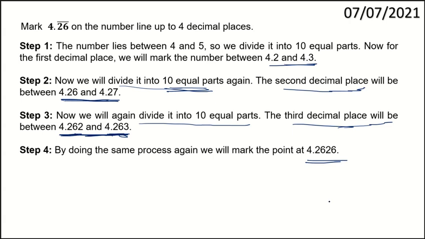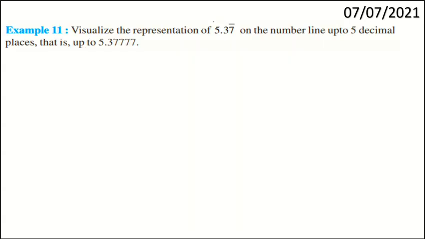Now, let me take one more example and explain it to you; with the help of this example, you will get the clarity. This is example number 11 from your textbook. Visualize the representation of 5.37 bar, that is 5.3 with only 7 repeating. That means this is 5.3777 and so on. This number is to be visualized and represented on the number line up to 5 decimal places. Okay, that means we have to represent this point.